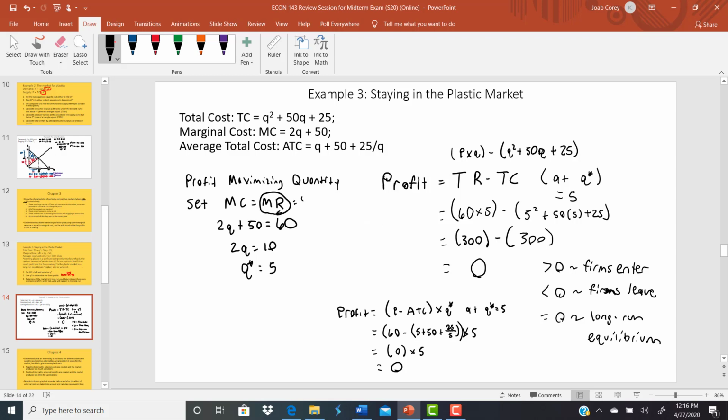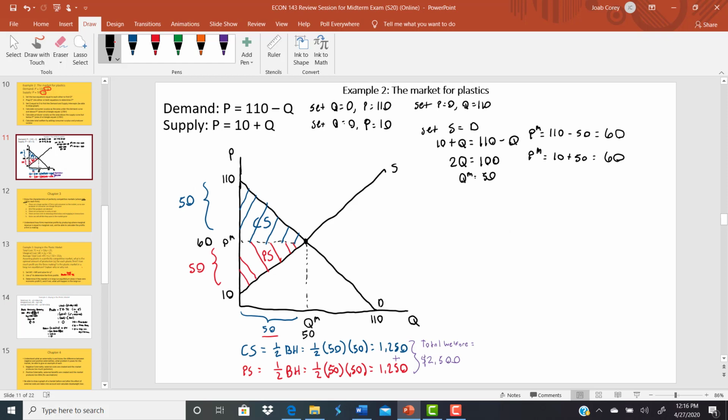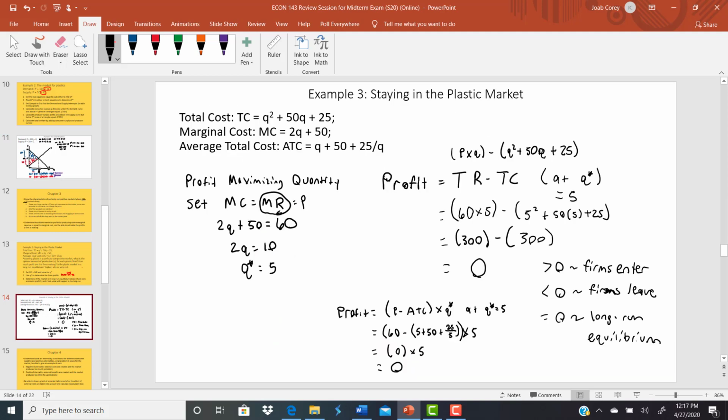Remember that marginal revenue is equal to price, which we actually calculated back here in our last problem as 60. Now notice that this market is producing a total of 50 units. So we have 50 units being produced in this particular market, and each representative firm here looks like they are producing 5 units. So if I were to ask you on the exam how many firms are in this market, you should be able to tell me that there are 10 firms.